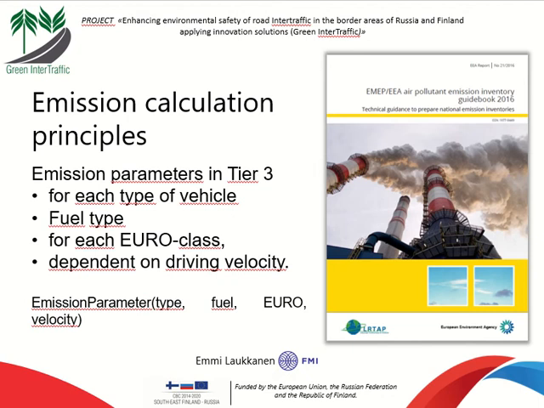The emission parameters in the Tier 3 method depend on 4 things: the type of vehicle, so that means is it a passenger car, light commercial vehicle, bus, or truck without a trailer or with a trailer; the fuel type the vehicles use, that means petrol, diesel, gas and so on; and the environmental class of the vehicles, by which I mean the Euro class; and the driving speed of the vehicles.